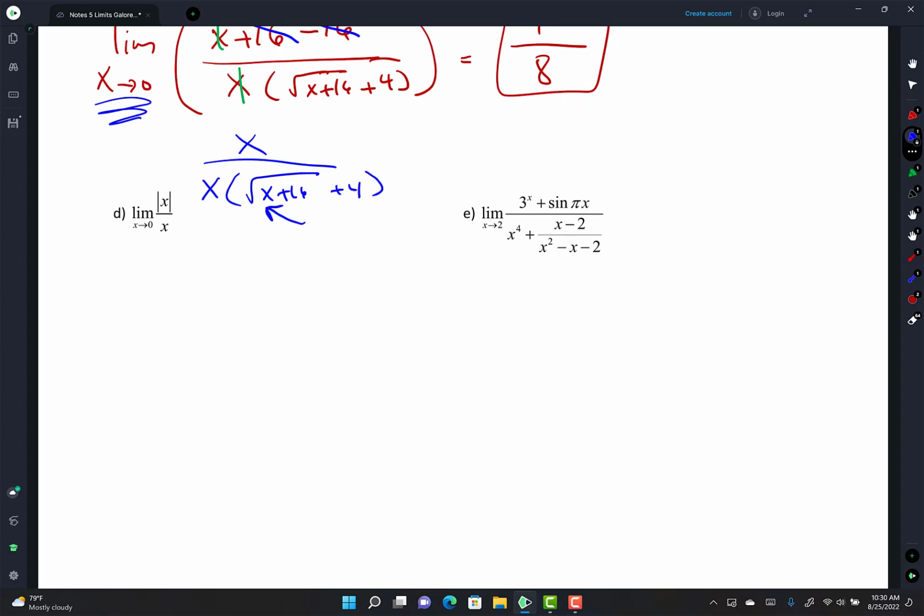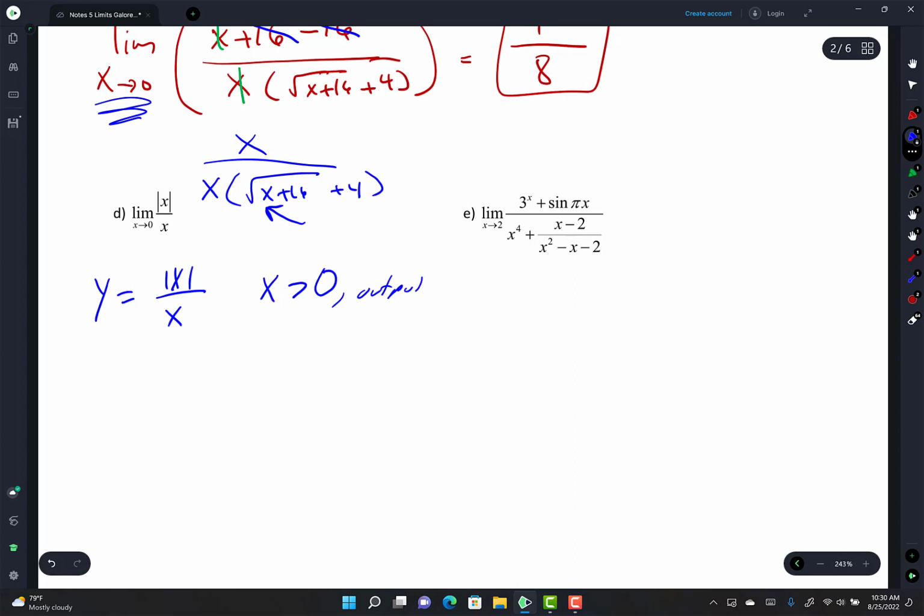Y equals the absolute value of x over x. If x is greater than 0, the output is always 1: 10 divided by 10, 100 divided by 100, 1,000 divided by 1,000.